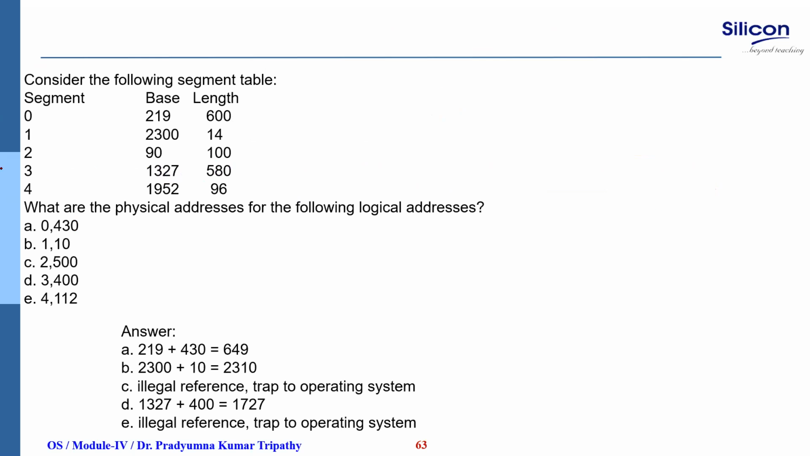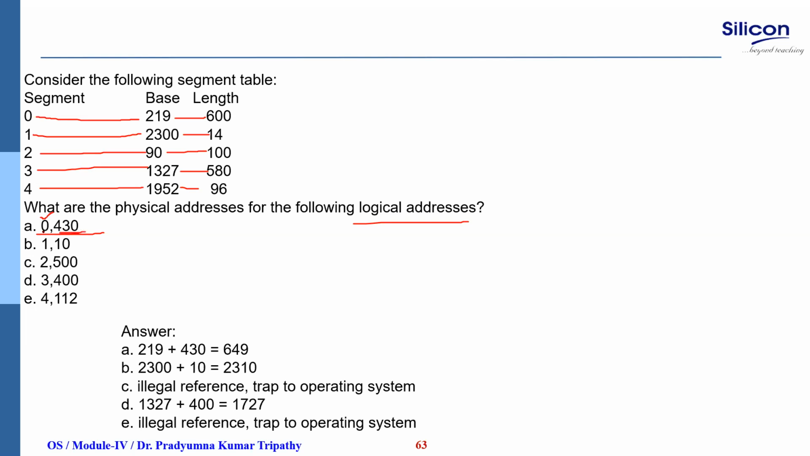What is given over here? Consider the following segments. Each segment has a base address, and the limit is given. For every segment, the base and limit are given. What are the physical addresses of the following logical addresses? Suppose a logical address is generated as 0, 430. That means for segment 0, the address is 430.